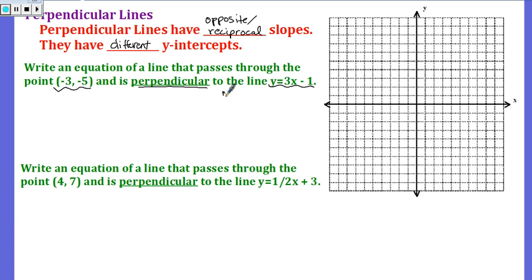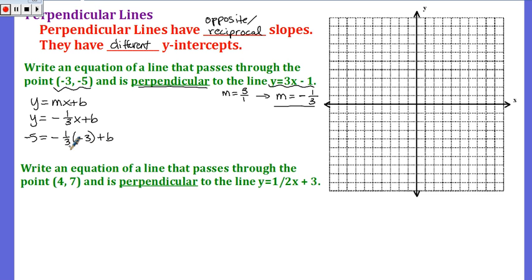If the slope is 3, as a fraction that's 3 over 1. That's going to change to the opposite, which is negative, and then the reciprocal, which is 1/3. So my slope here has to be m = -1/3. I use y = mx + b, which is my slope-intercept form. I substitute in my slope, and then I need to find b, so I take my coordinates. I plug in the y-coordinate first, the x-coordinate second.